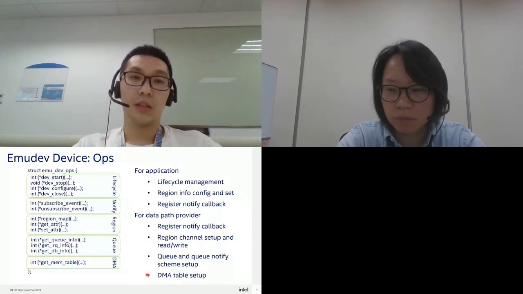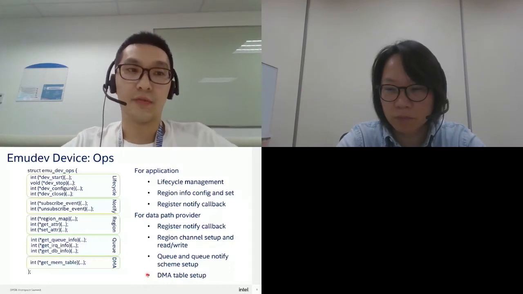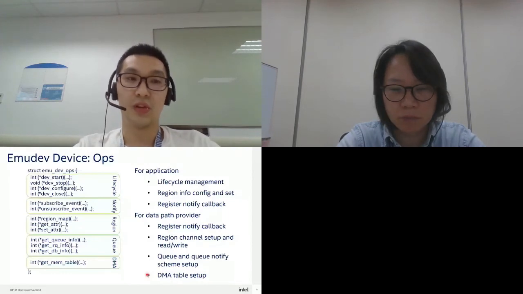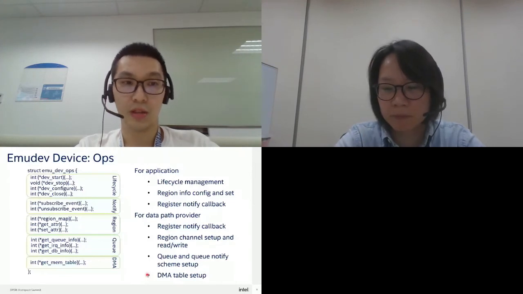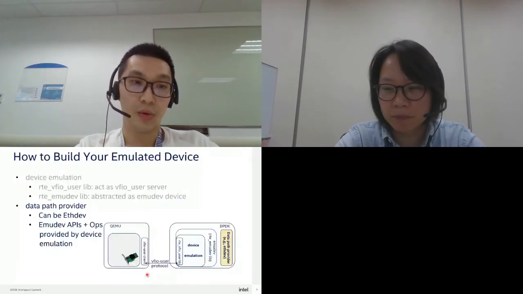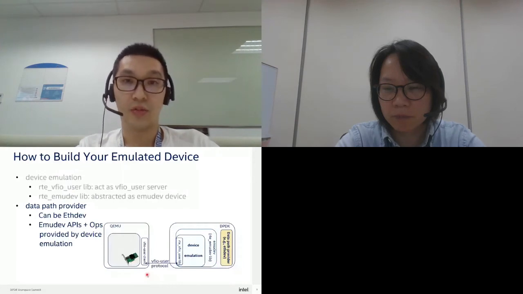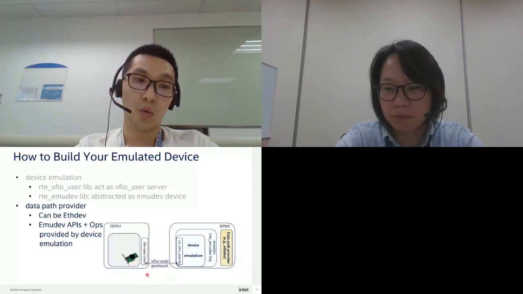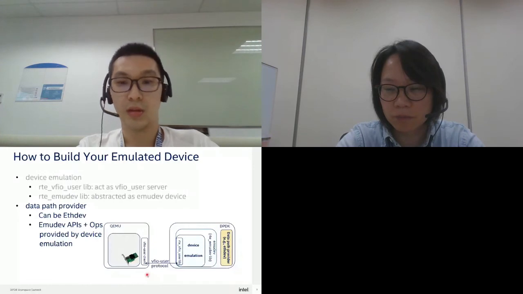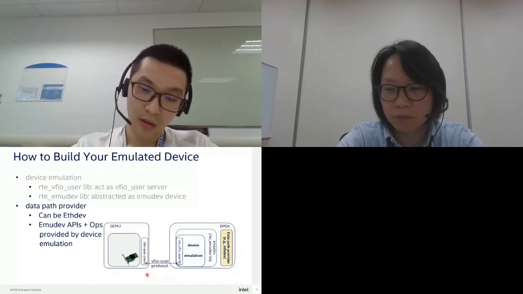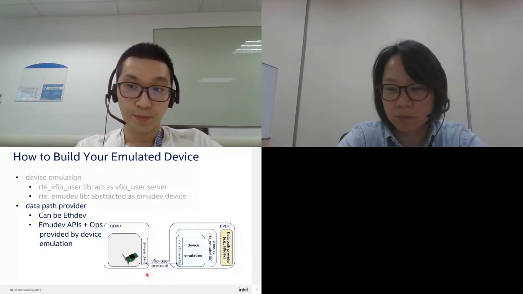Okay, and until now, I think you guys have a rough idea of how to build the first component, device emulation, using the libraries introduced. And now I will introduce the data path, the second component, the data path provider, and it is an EtherDev PMD, and it will use the emulate APIs and ops provided by device emulation, which I have just introduced.